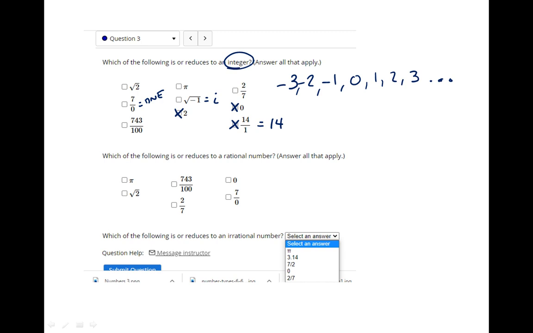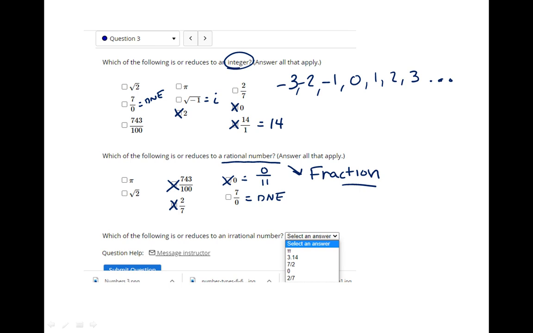Which of the following is or reduces to a rational number? So think fraction. Pi will not reduce to a fraction. This is a fraction. 0, you can write that as 0 divided by 11. Yes. 7 divided by 0, 0 on the bottom does not exist. 0 on the bottom you can always throw out. 2/7 is a fraction. Square root 2 is irrational. You cannot write it as a fraction.